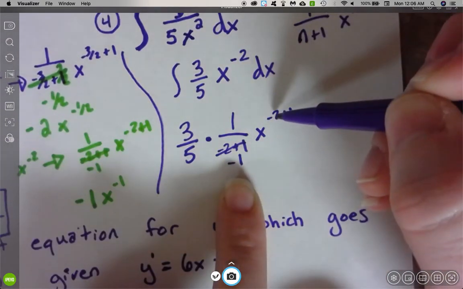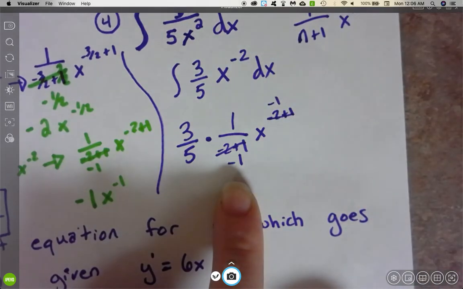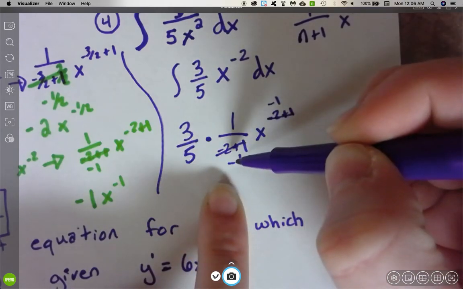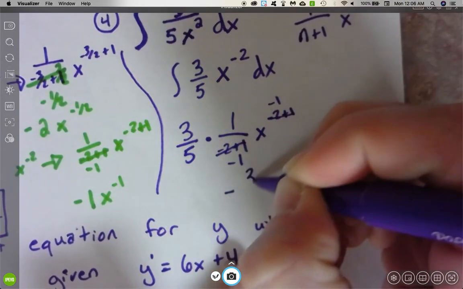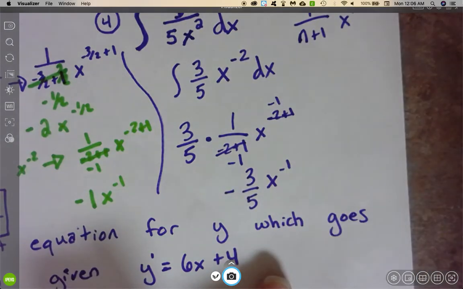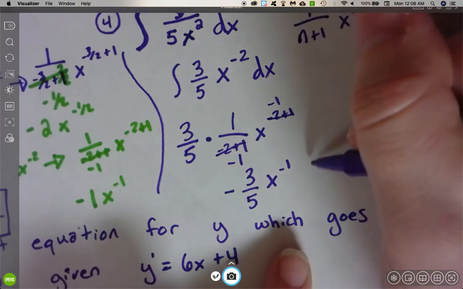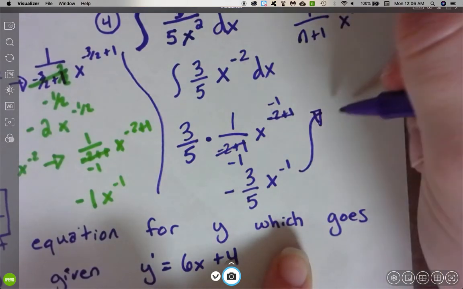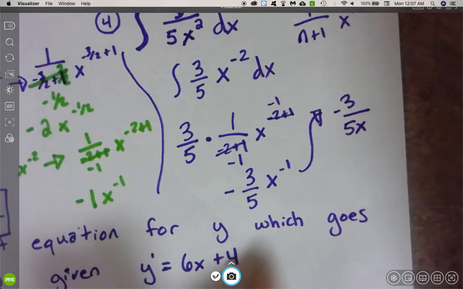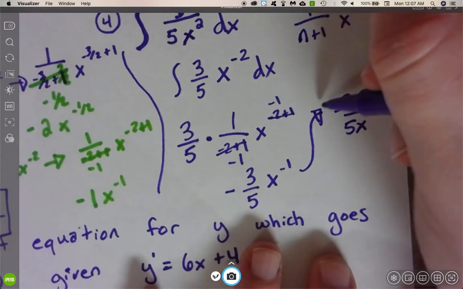x to the negative 2 plus 1 is going to be x to the negative 1 power. So basically I have 3/5 times 1 over negative 1, which is just going to be negative 3/5 x to the negative 1 power, which actually is negative 3 over 5 x to the positive 1 power. And then I need my plus c on the end. Okay, and that's what it's going to look like.